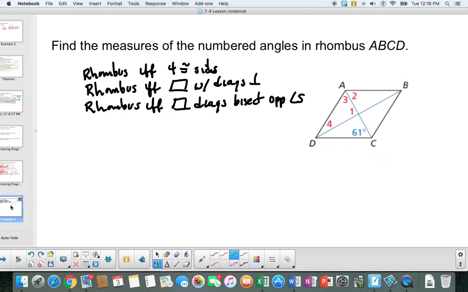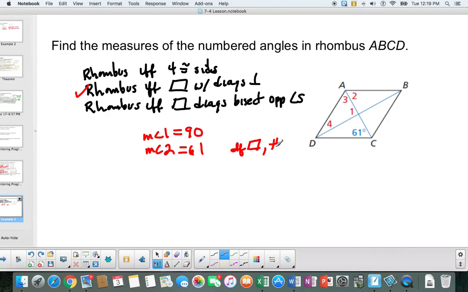All right, we want to find the measures of these numbered angles, and I've listed everything I know about a rhombus. I know that it's a parallelogram. I know that it has 4 congruent sides. I know the diagonals are perpendicular and the diagonals bisect opposite angles. So I know right away that the measure of angle 1 is equal to 90, and that's because of this theorem.